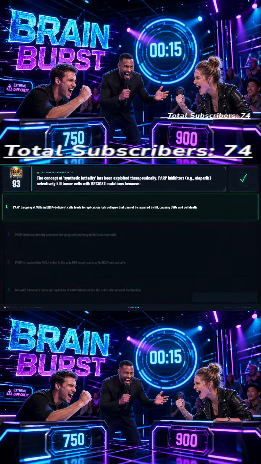Time's up. The correct answer is A, PARP trapping at SSBs in BRCA-deficient cells leads to replication fork collapse that cannot be repaired by HR, causing DSBs and cell death.